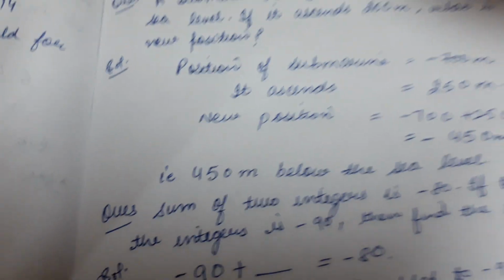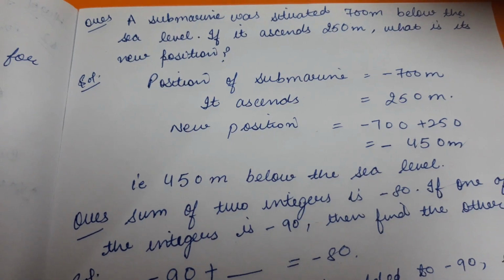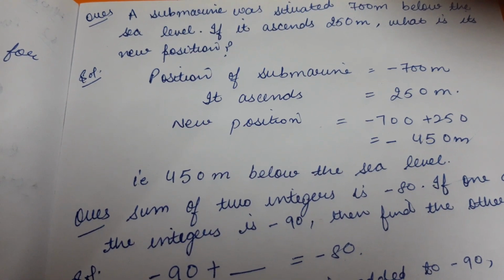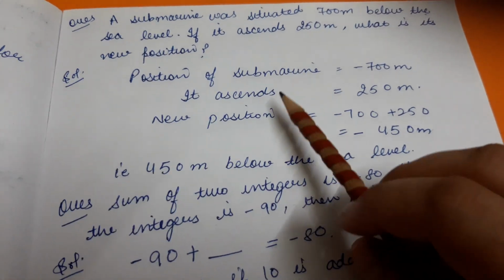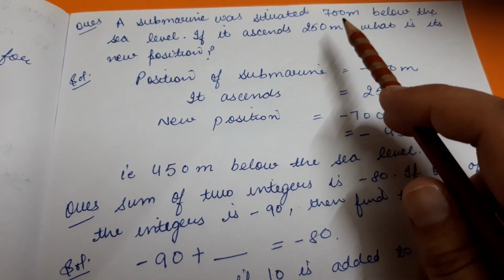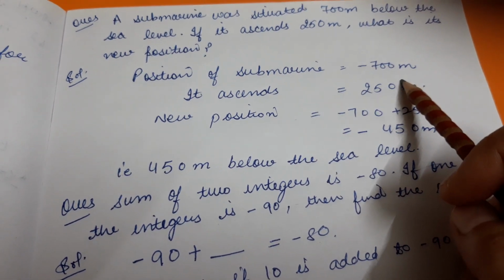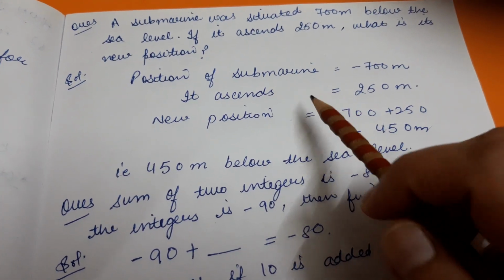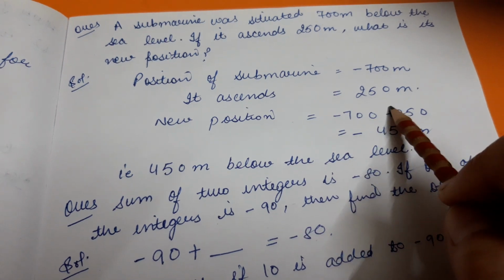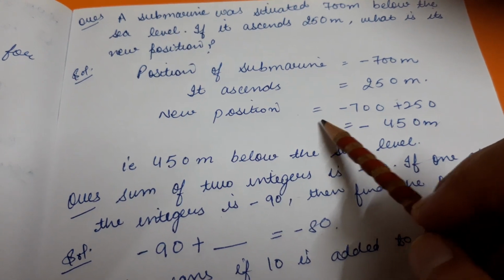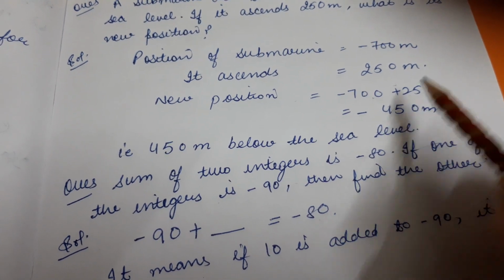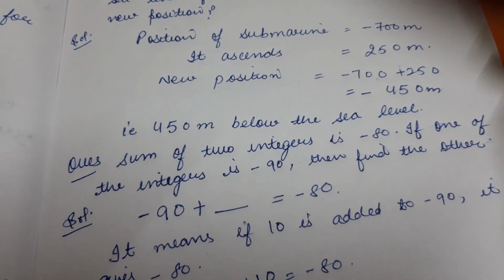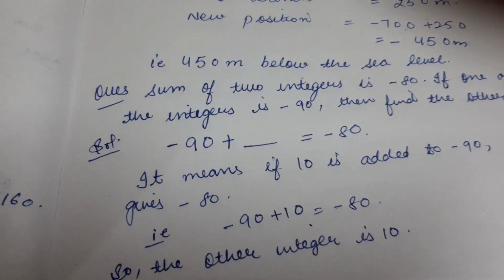Next is a submarine was situated 700 meter below the sea level. If it ascends 250 meter, what is its new position? Now position of submarine 700 meter below, it means minus 700 meter. Ascends means it is coming up, so it will be positive 250 meter. So what is the new position? Just add them. Minus 700 plus 250, answer is minus 450 meters. That is 450 meter below the sea level.